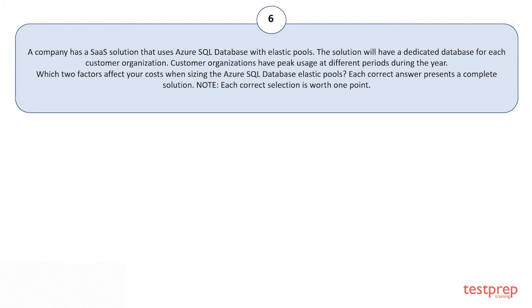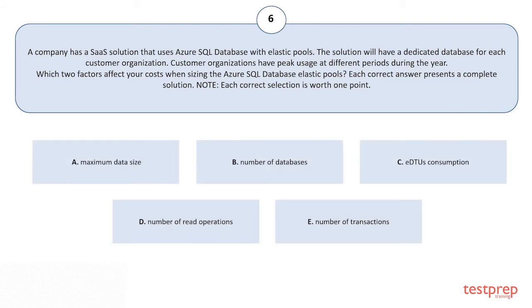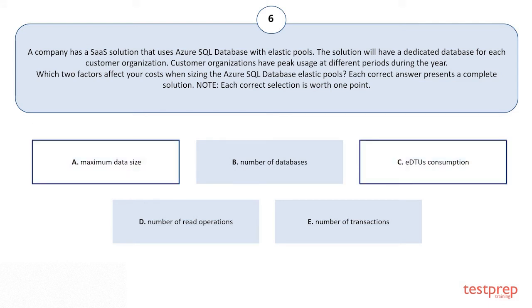Your options are: A. Maximum data size. B. Number of databases. C. Disk consumption. D. Number of read operations. E. Number of transactions. The correct answers are option A and C.